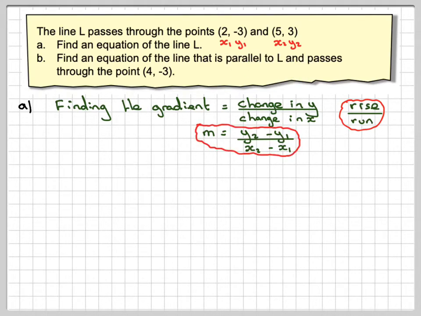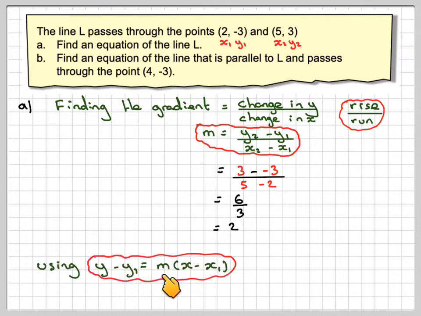So we get 3 minus 3, and then 5 minus 2. 3 minus 3 is 6, and then 5 minus 2 is 3. 6 divided by 3 is 2. Then we can either use y equals mx plus c, but I prefer to use y minus y1 equals m times x minus x1.